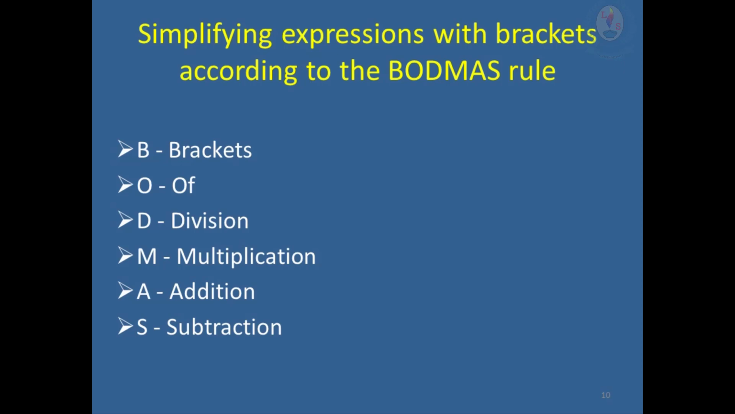First simplify all expressions within brackets. Then simplify powers and roots and the expressions with 'of'. Next perform divisions and multiplications. These have equal priority and hence if both these operations are involved, priority is given from left to right. Finally perform addition and subtraction. Since these two have equal priority, priority is given from left to right.